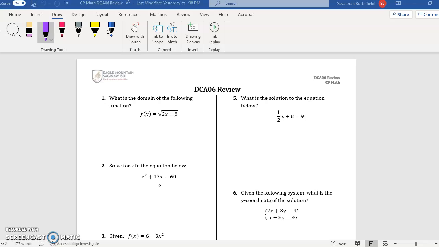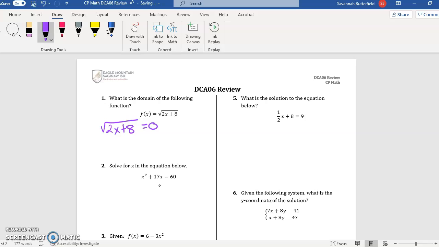Number 1 asks, what is the domain of the following function? Since this is a square root function, we didn't talk about this a ton in class, but one trick for finding the domain of a square root function is to set it equal to 0, because y cannot be negative. You cannot get a negative y value when you're taking the square root of something. So the smallest possible y value you can get is 0. If we set it equal to 0, we can find the absolute smallest x value possible, and then it's anything bigger than that number.